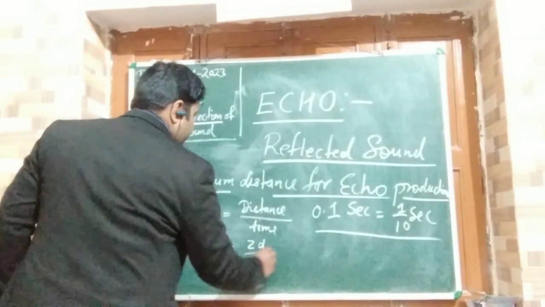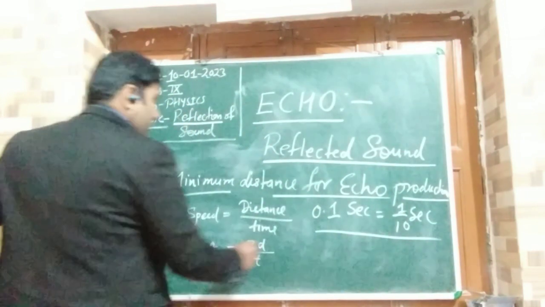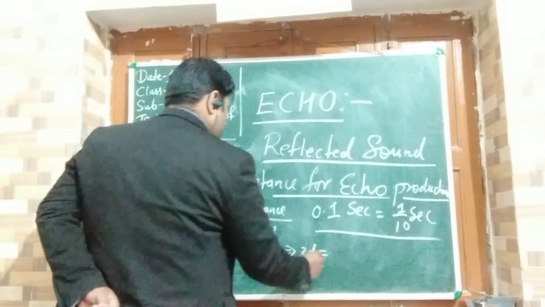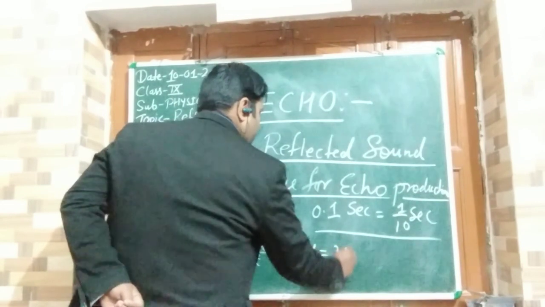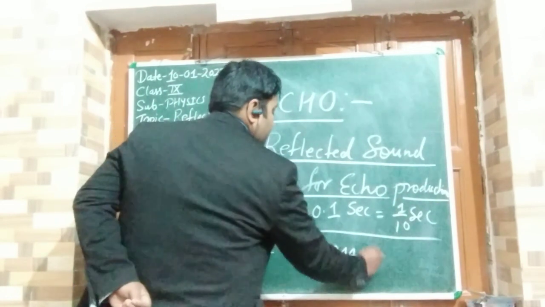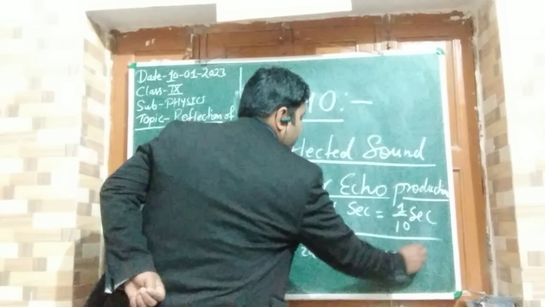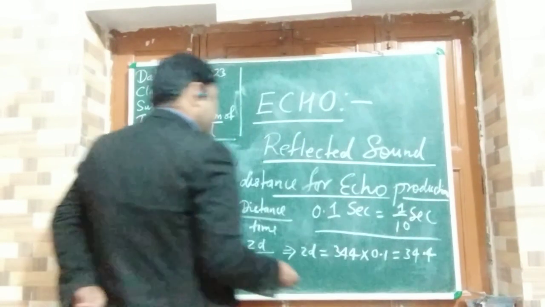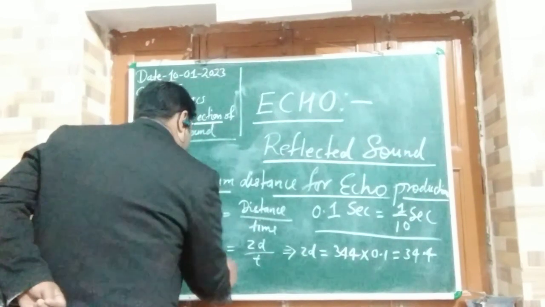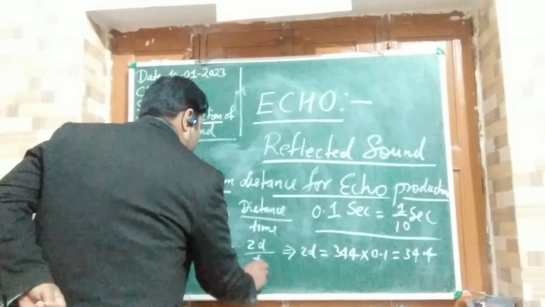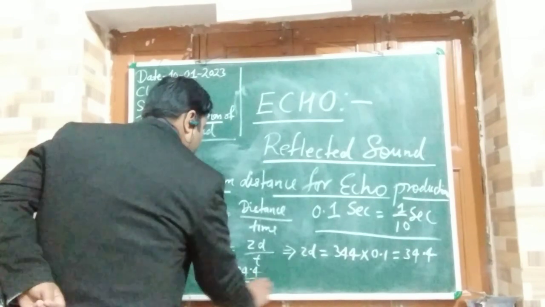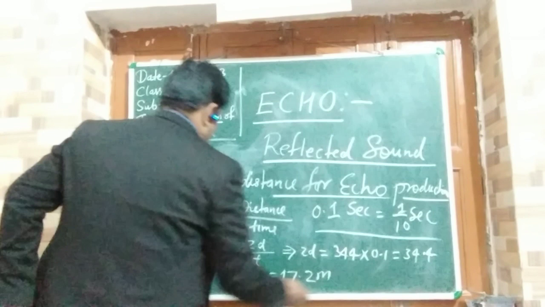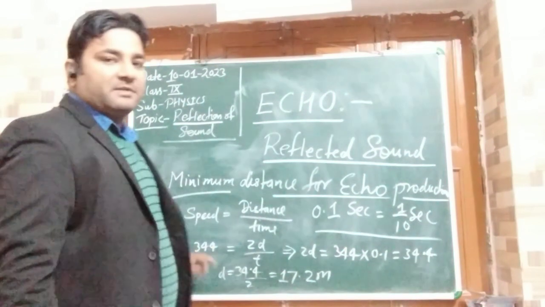So 2d upon time. The time here is 0.1 second. Then 2d is equal to 344 into 0.1, which is equal to 34.4. Then d is equal to 34.4 upon 2, which is equal to 17.2 meter. Because the speed of sound is 344 meter per second.